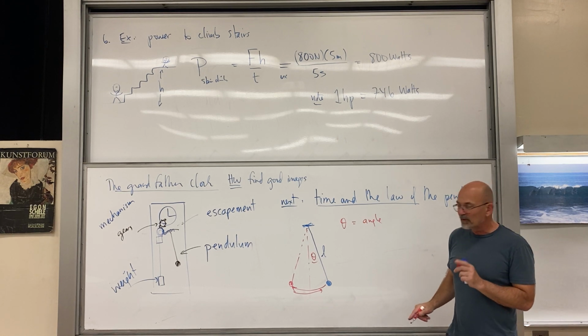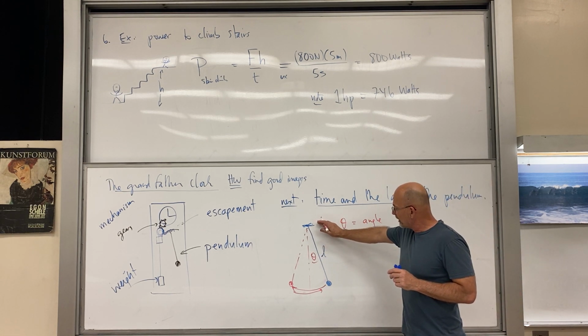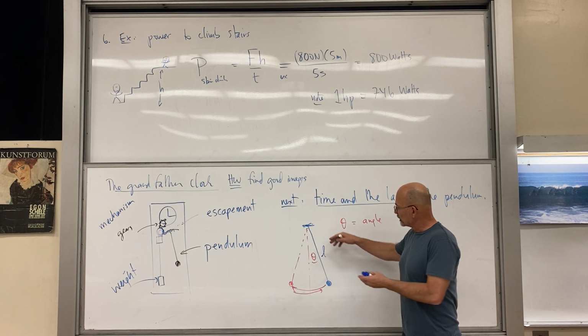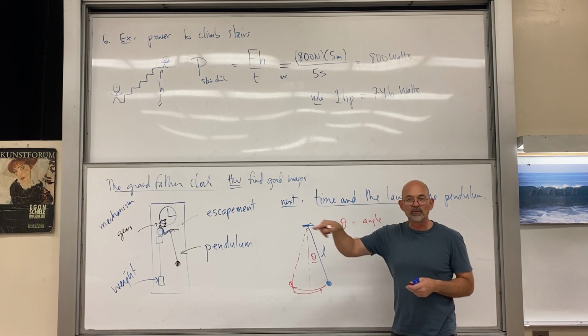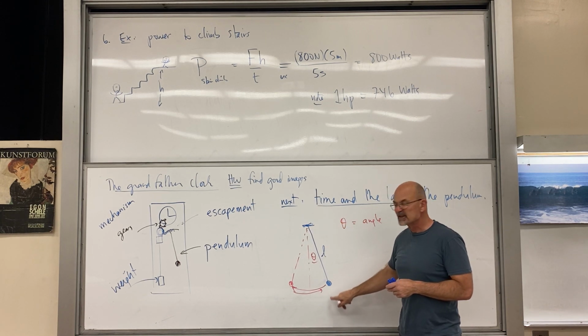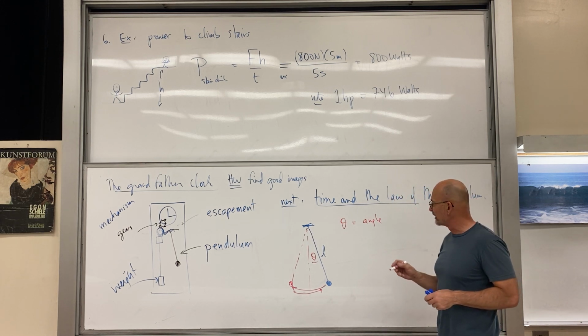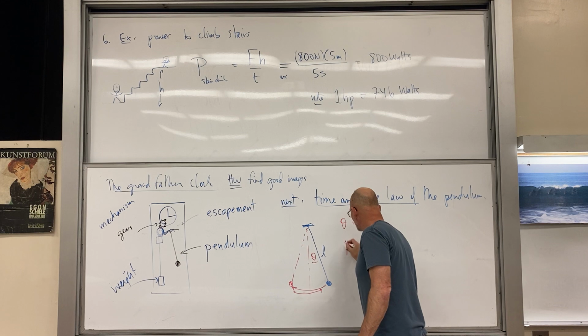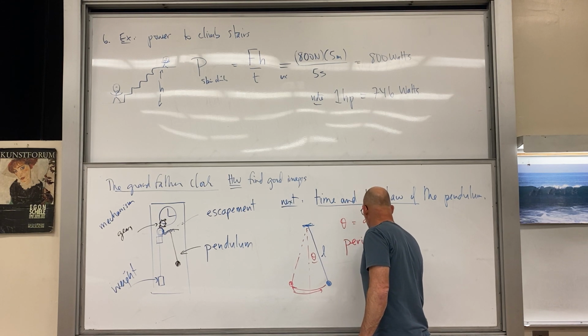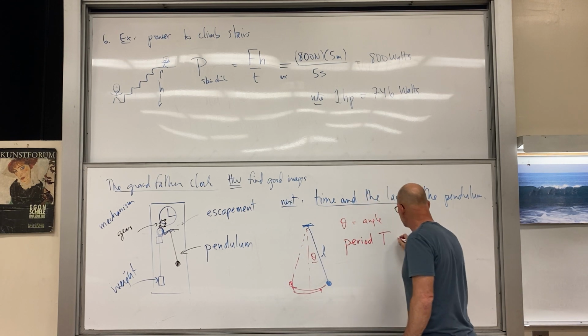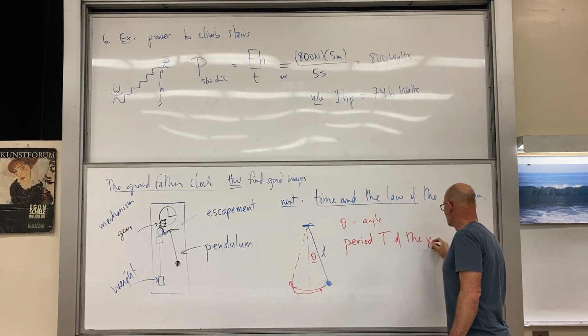And what you'll discover if you experiment with a pendulum is that the shorter it is, the faster it swings, and the longer it is, the slower it swings. I'm going to give you a formula for the period of the pendulum. So first I'm going to write period, capital T of the pendulum.